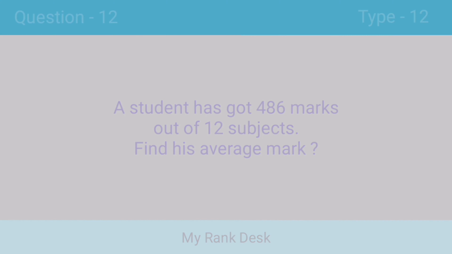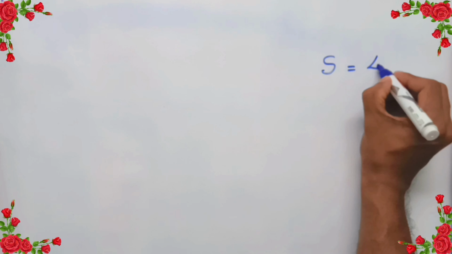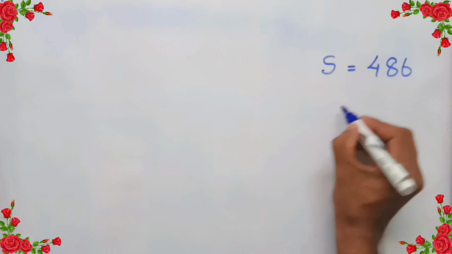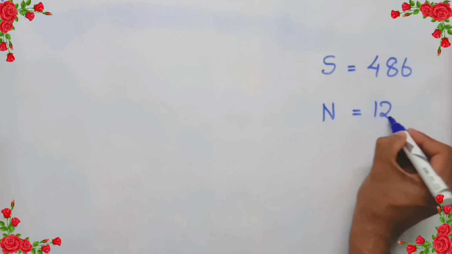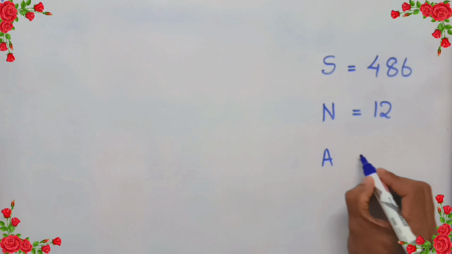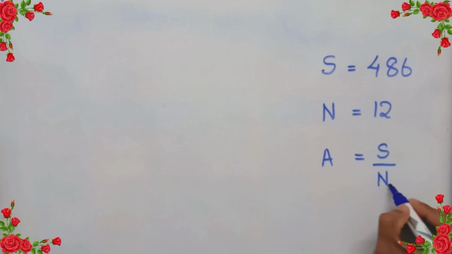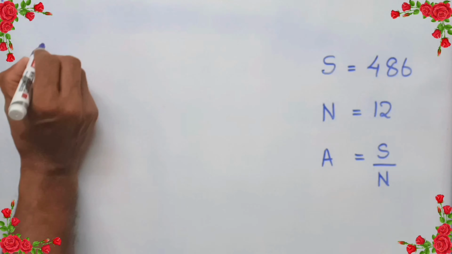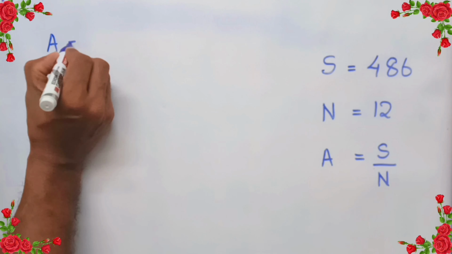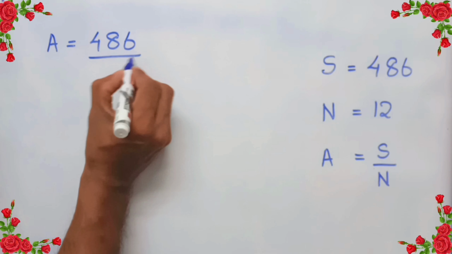Let's solve the problem. We have given that the sum of marks acquired out of 12 subjects is 486 and the total number of subjects is 12. And we know that average equal to sum by number. You need not write this data, but keep it in your mind and follow the next step. The average marks acquired equal to 486 by 12.